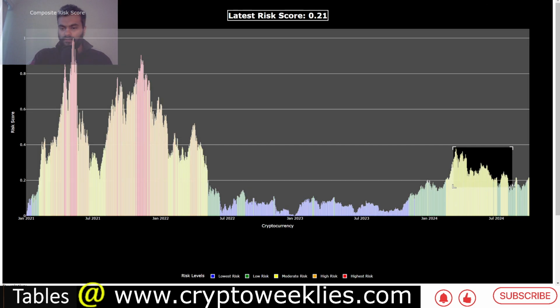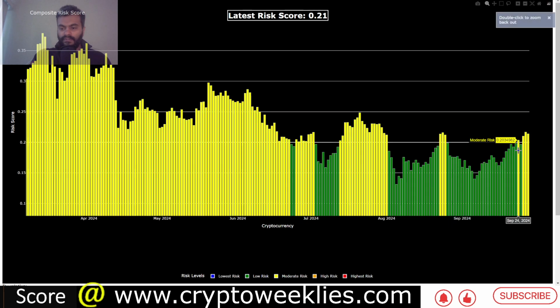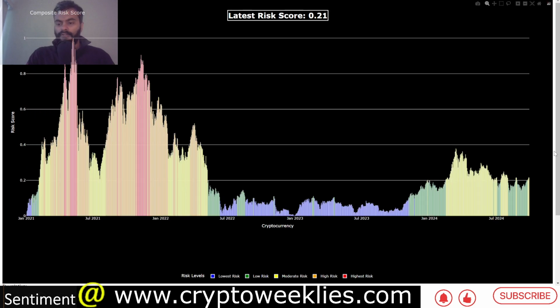If you zoom in over here, you will notice that we have left the green zone for this yellow territory, which is moderate risk, between 0.2 and 0.4. And again, the key idea is that whenever the risk for the entire market is either in the green zone or in the blue zone, that's where most of the decent buy opportunities occur.